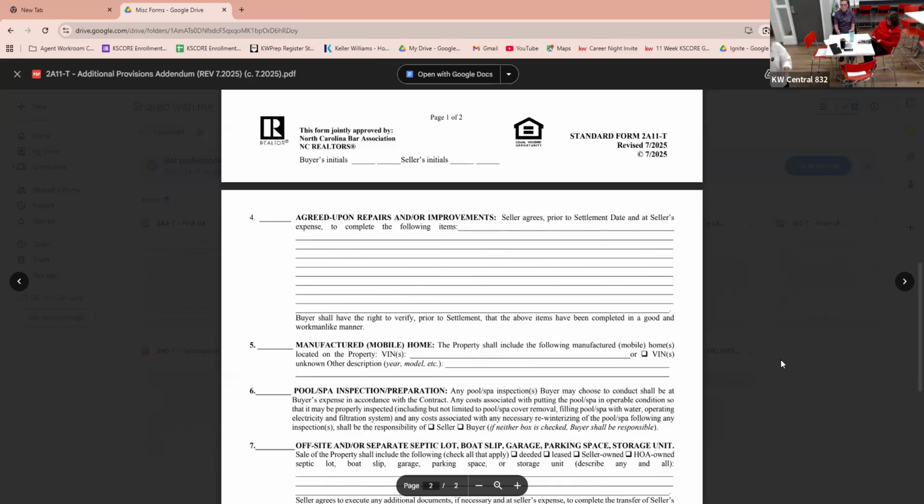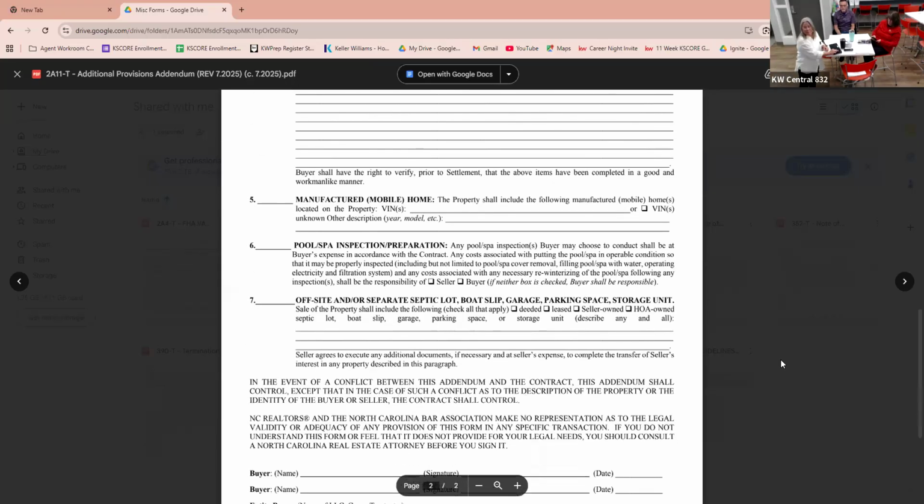Note that if you don't check the box, because you know, Carrie, sometimes agents don't always check the box, right? Then the buyer is responsible. What goes in the blank next to the number?